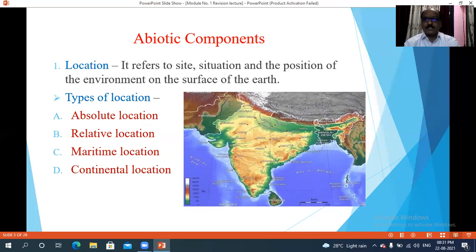Then second is relative location. Dear students, relative location is expressed with the help of the physical and cultural factors found around that place. That location is called relative location. For example, when we want to express the location of India, we can say that India is located to the north of the Indian Ocean. This location is called relative location. Here I have taken the reference of the Indian Ocean. Then next, maritime location. Dear students, those locations found near coastal areas, near the oceans and seas, are called maritime locations.